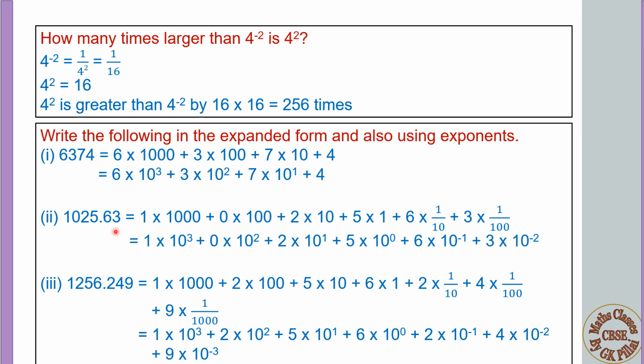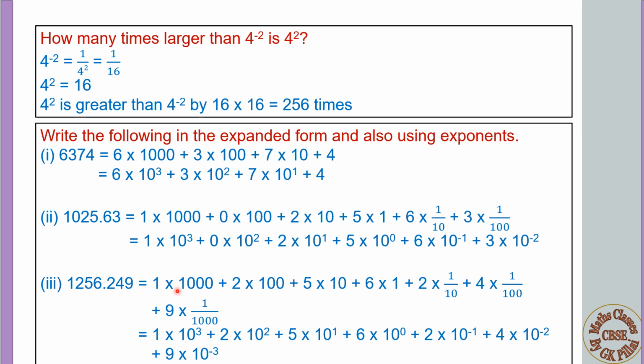The next two are decimal numbers. 1025.63: 1 into 1000 plus 0 into 100 plus 2 into 10 plus 5 into 1, and from here it will be 6 into 1 by 10 plus 3 into 1 by 100. In the exponential form, 1 into 10 to the power of 3, 0 into 10 squared, 2 into 10 to the power of 1, 5 into 10 to the power of 0. Anything raised to the power of 0 is 1. 6 into 10 to the power of minus 1 and 3 into 10 to the power of minus 2 with a plus sign here.